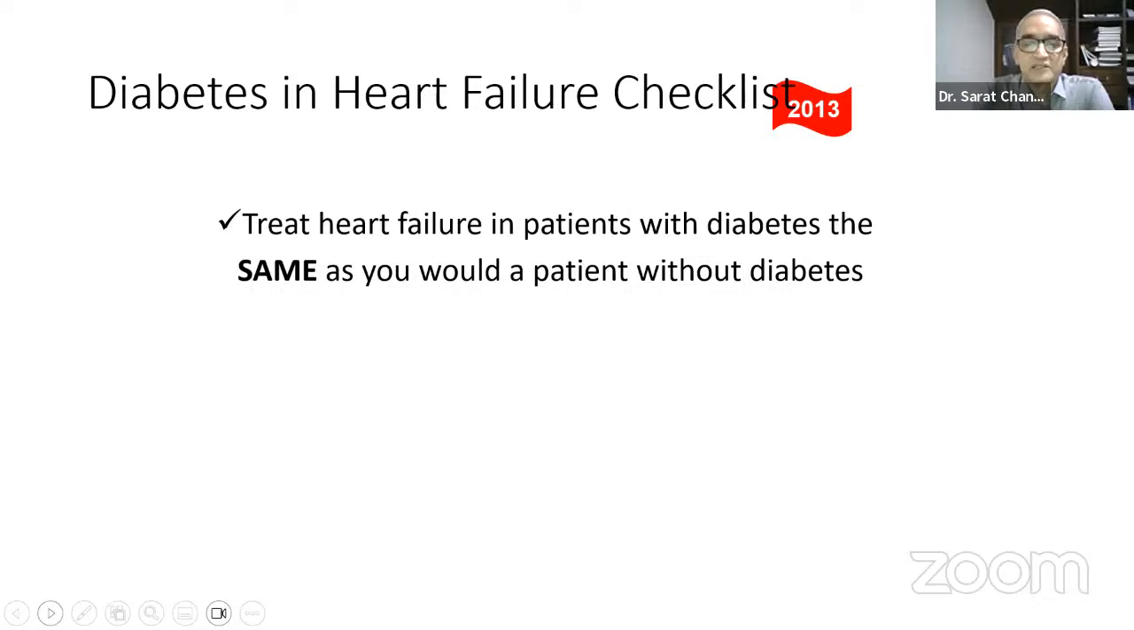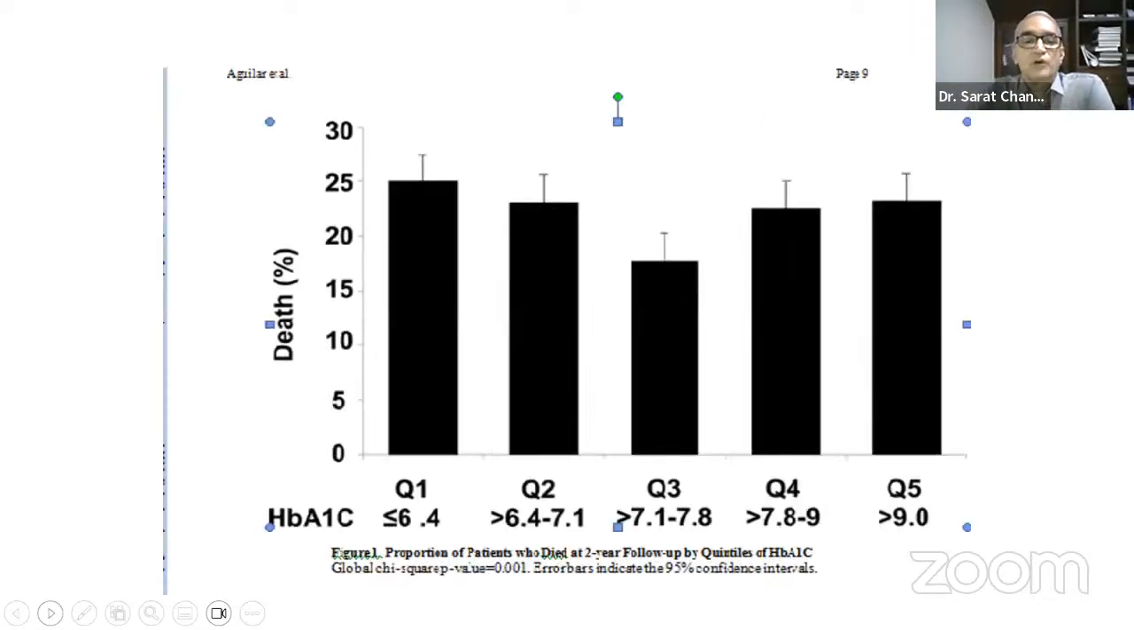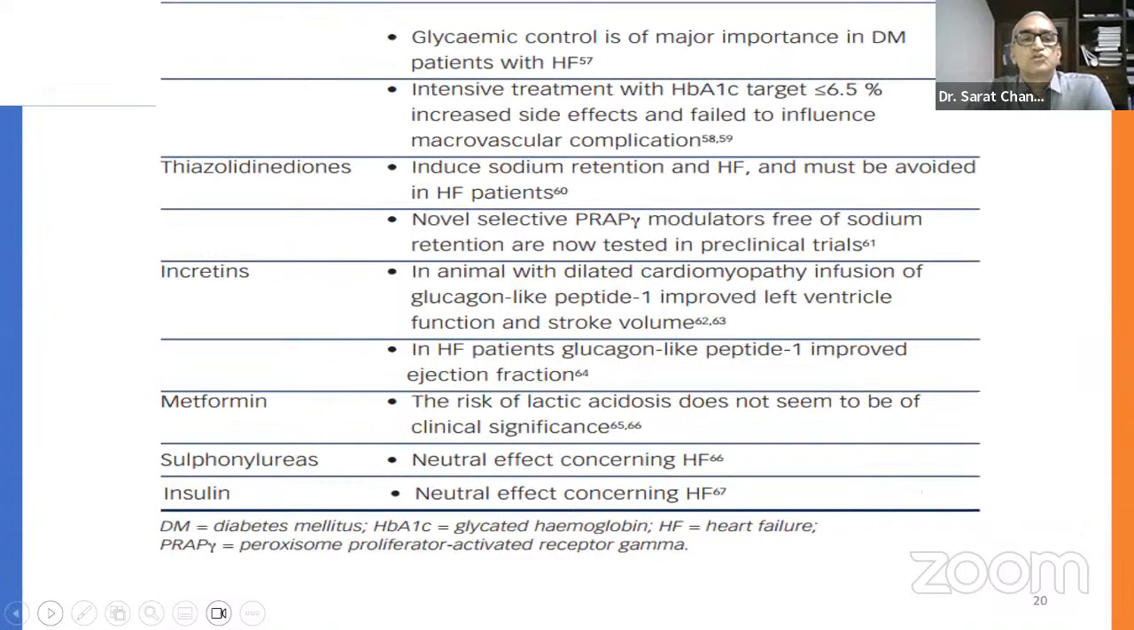If you want to put a device like a CRT, go ahead. If you want to put an ICD, go ahead. So treatment of heart failure does not really differ. Now, this slide I think we have already gone through. Okay, so now the question: how do you treat diabetes among patients of heart failure?